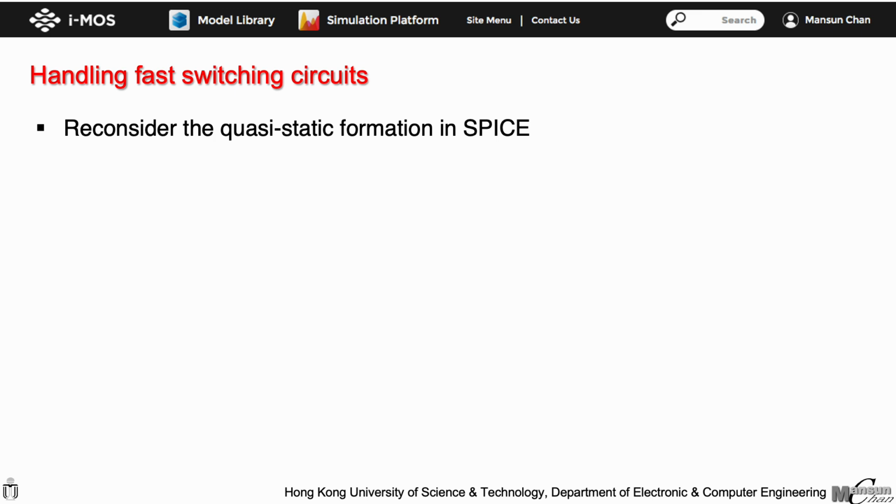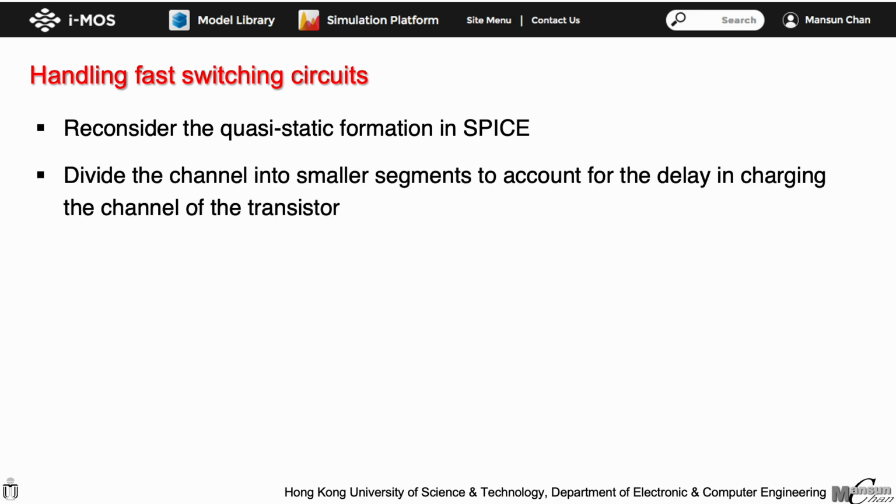To handle fast-switching circuits, the most appropriate approach is to reconsider the incorrect quasi-static assumption used in Spice. But it is difficult, as it has been used for quite a long time. As an approximation, we can divide a large transistor into many smaller segments. It will more accurately approximate the physical structure of the transistor, but it will significantly slow down the simulation speed due to the increase in internal nodes.